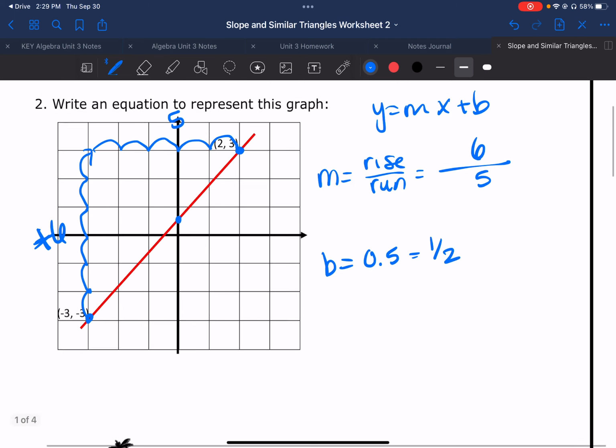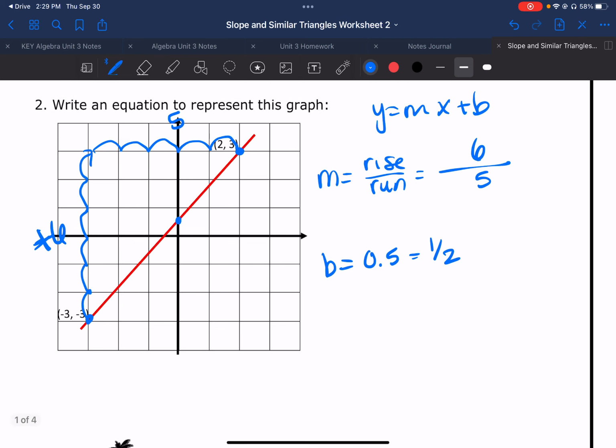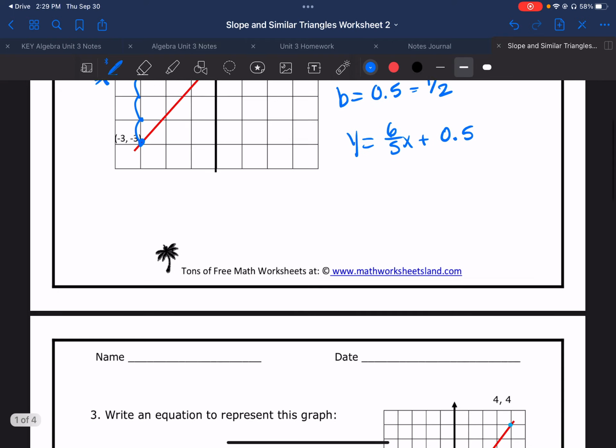So your equation is going to be, what is it going to be? Y equals 6 over 5x plus 0.5. Bam, just like that. Who knew you could do math? I did. I believe in you guys.